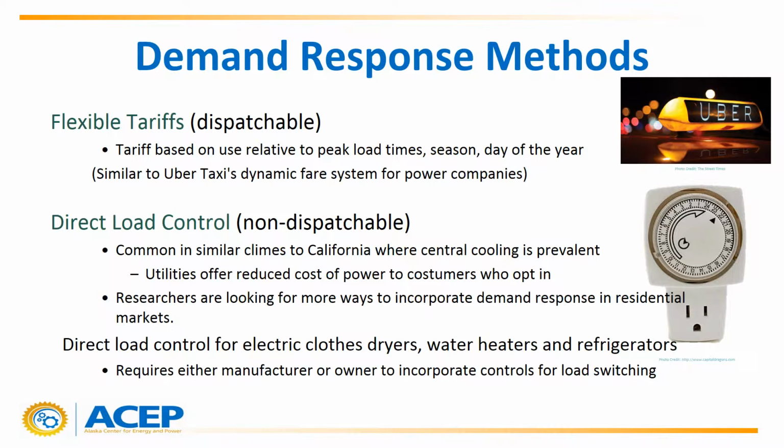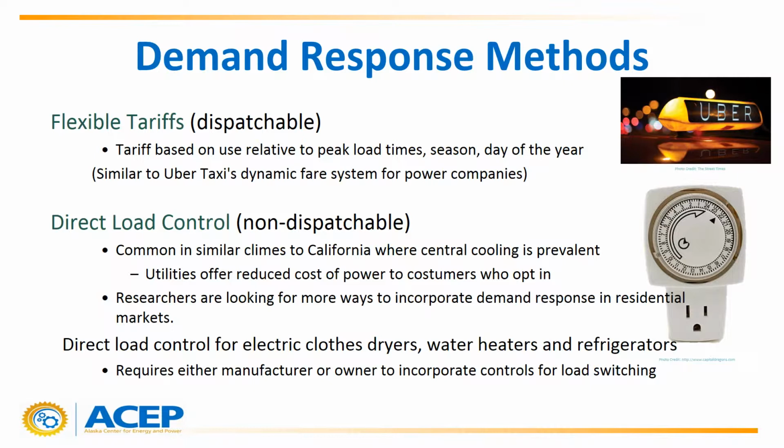Direct load control is a form of non-dispatchable demand response. It is already common in California and similar climes where central cooling is prevalent. Utilities there offer a discount if customers opt to have a black box installed in their AC unit, which allows the utility to switch off power to their AC whenever it suits the utility.